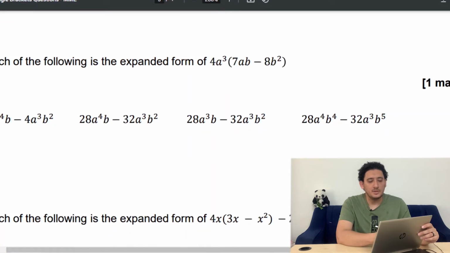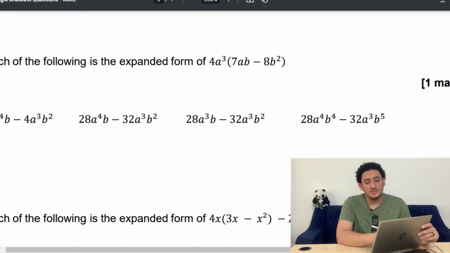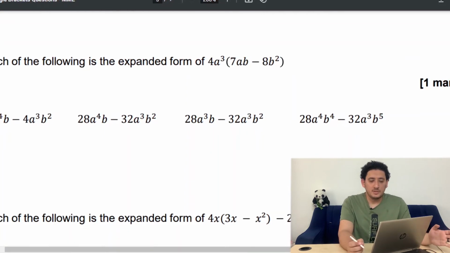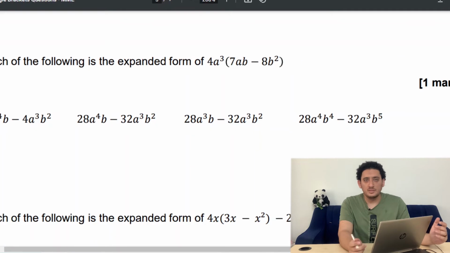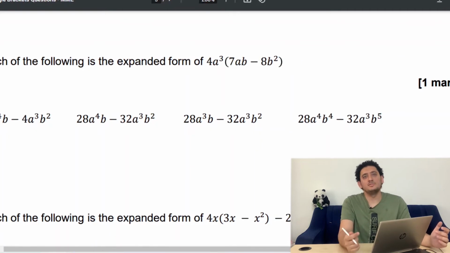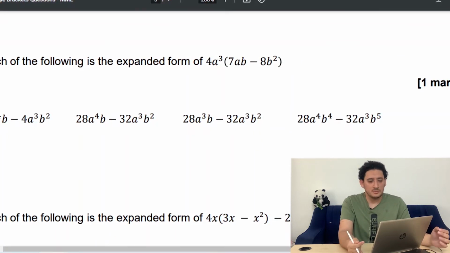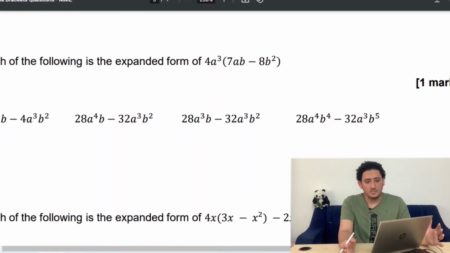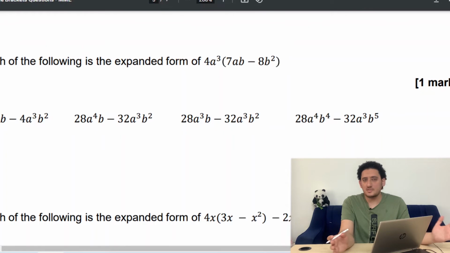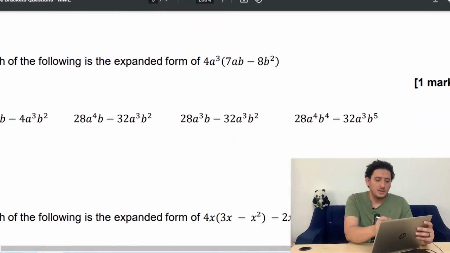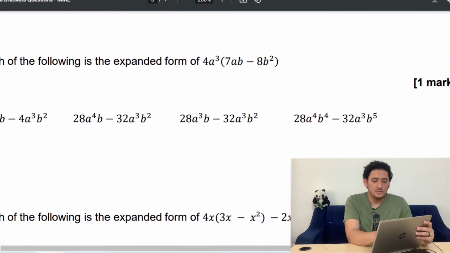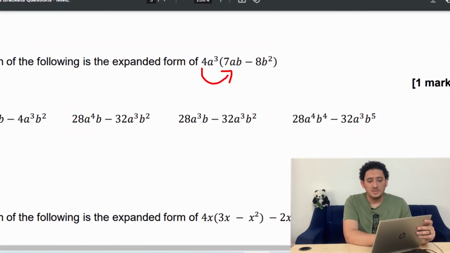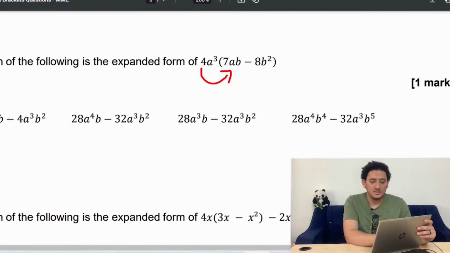Which of the following is the expanded form for 4a cubed multiply 7ab minus 8b squared? If we want to multiply them, we will do the same thing. You will multiply the coefficients. After that, you will multiply the letters or the variables. It means if you have the same base, you will add the powers, okay? If not, just put the variables beside each other. Like this one, 4a cubed multiply 7ab. It means 4 multiply 7, 28.